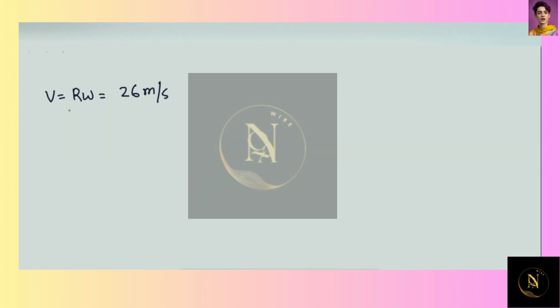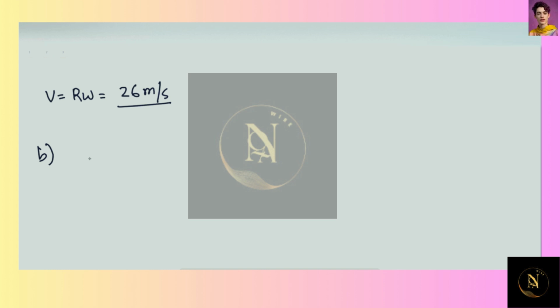Now we can do a little further calculation and find out the translational velocity. If we multiply the radius r with the angular speed, we see that the translational velocity is 26 meters per second.